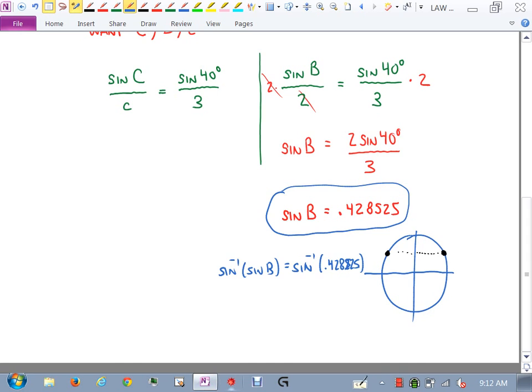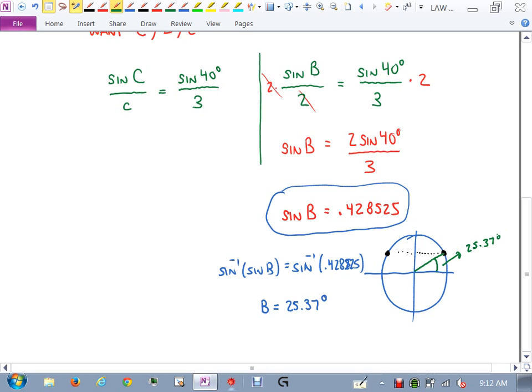Okay, so do your arc sine of the 0.428 blah, blah, blah, and your answer in degrees should be about 25.37, something like that. We'll say 25.37. So it's telling me that my angle B must be 25.37. Make sure you put your degree symbol, right? So the angle there in the first quadrant, right there, this angle right there is 25.37 degrees.